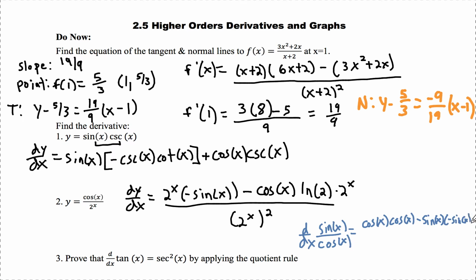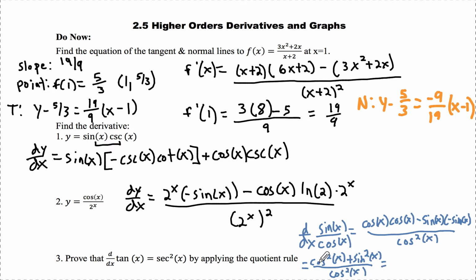Negative sine of x. So, oh, I'm seeing some pattern here. All over the low function, which is cosine squared of x. Now we got to clean this up. So what do we get? We would get here cosine times cosine. That'll give me cosine squared of x. Negative sine times negative sine will give me plus sine squared of x, all over cosine squared of x.